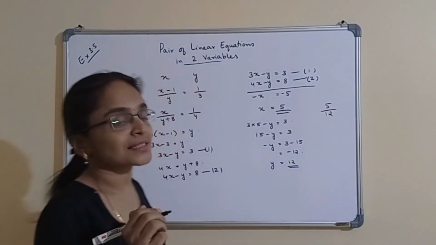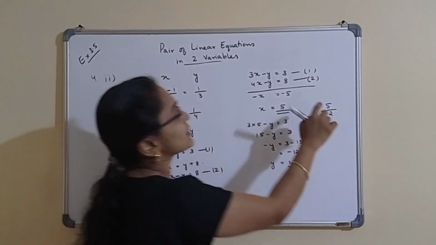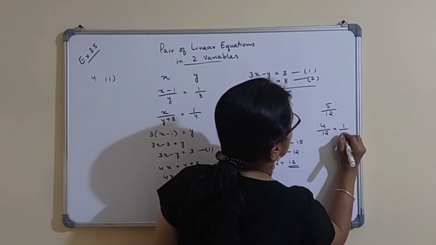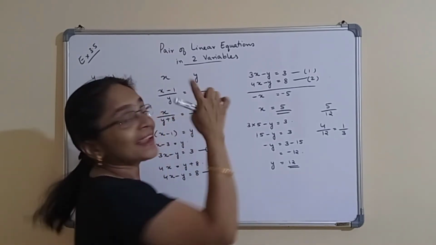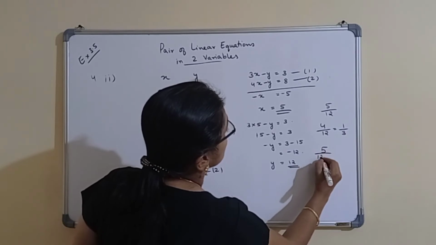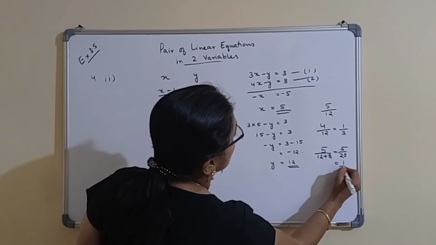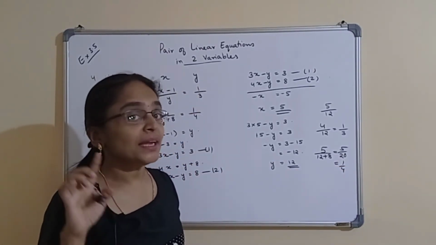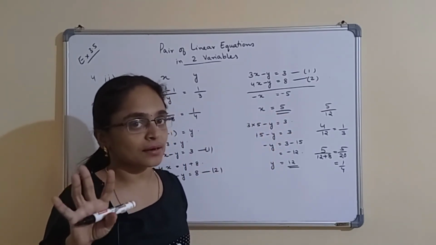Now, we can verify this. If 1 is subtracted from the numerator, it will become 4 by 12, that is 1 by 3. Correct. Now, if 8 is added to the denominator, 5 by 12 plus 8 is 5 by 20, which is equal to 1 by 4. It is correct. So, the fraction is 5 by 12. So, after doing this, you have to verify whether it is correct also.